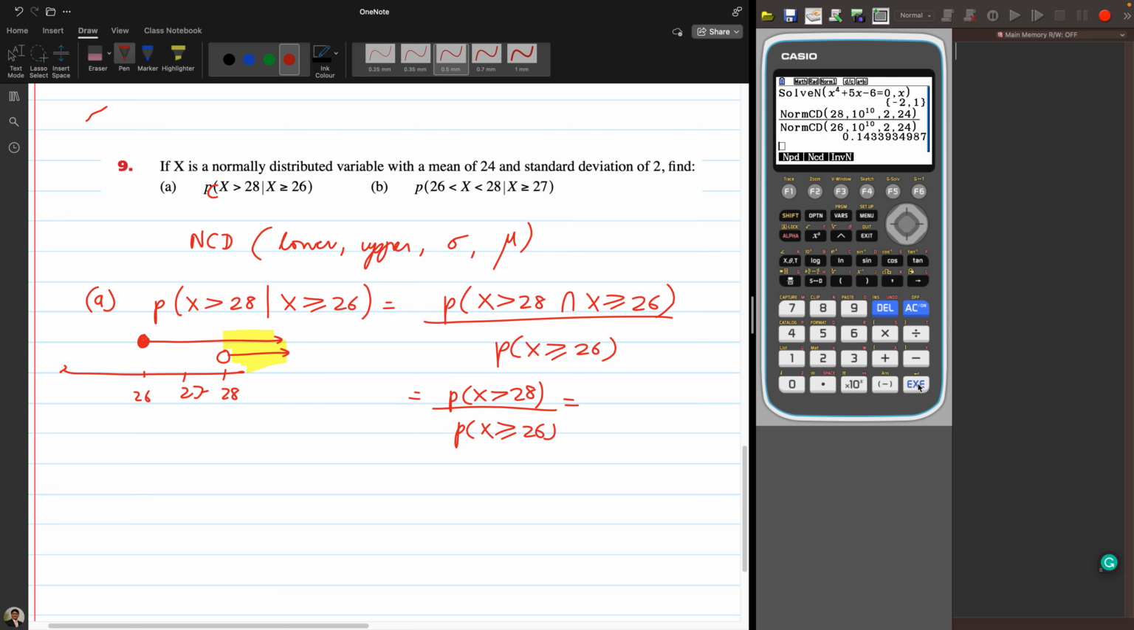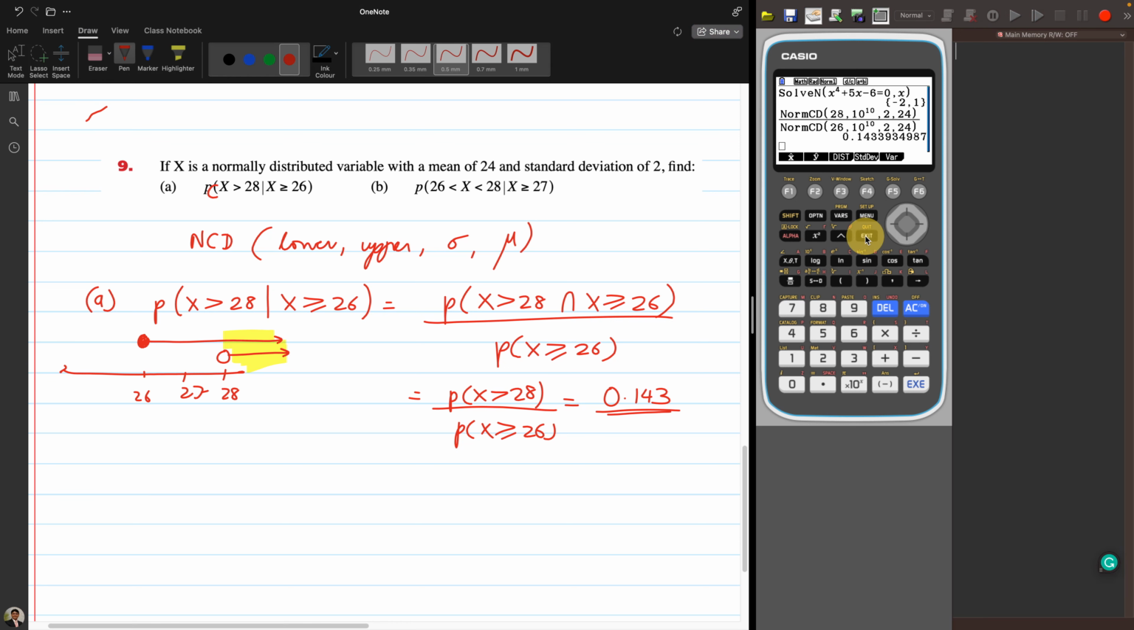So I saw a few answers 0.143. So I think few children got it right. That's very good. But you followed how to efficiently do it. You get the number. How did I get it?